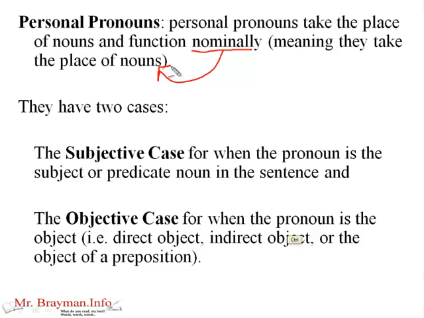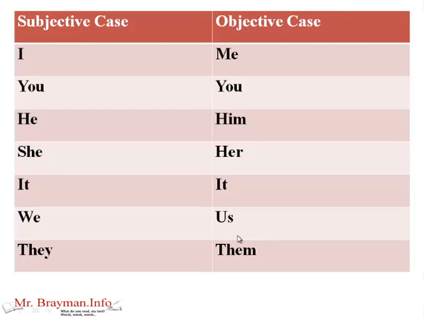Now, the subjective case is when the pronoun is the subject or predicate noun in a sentence, and we'll get into that more in upcoming lessons, what we mean by subject or predicate noun, and an objective case for when the pronoun is in the object case, either a direct object, indirect object, or the object of a pronoun. So let's take a look at these, right?